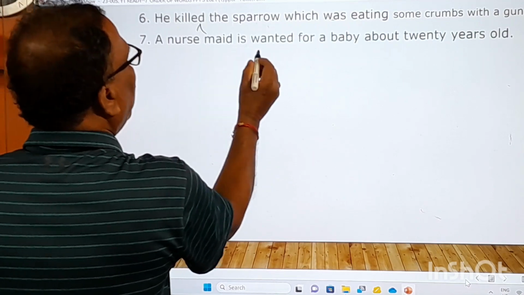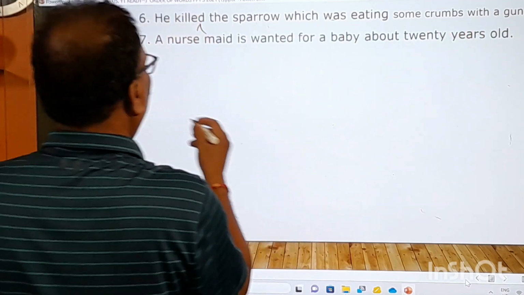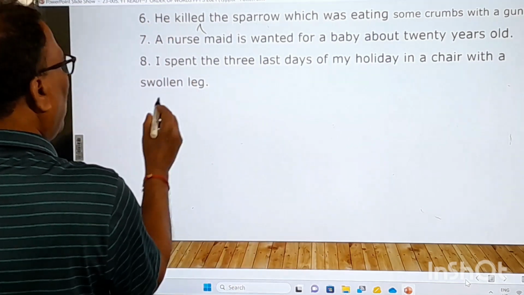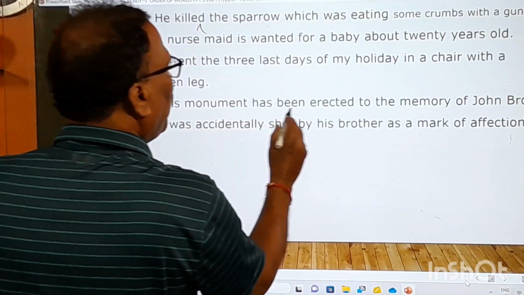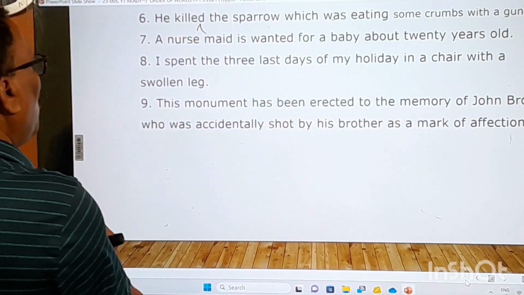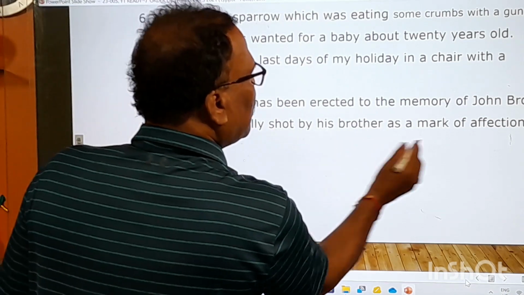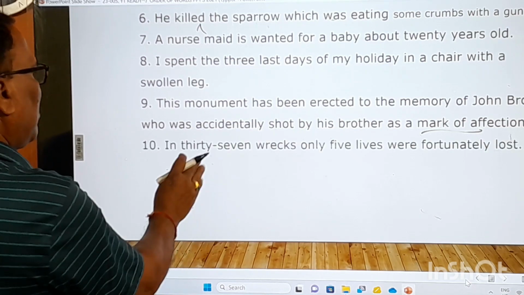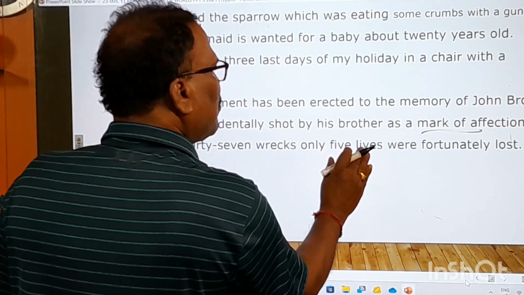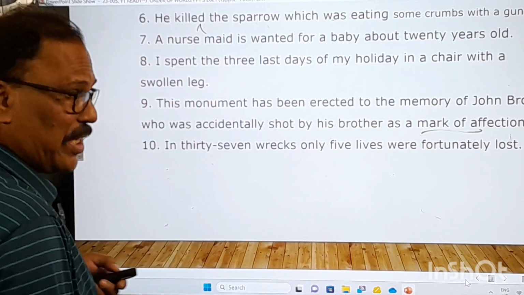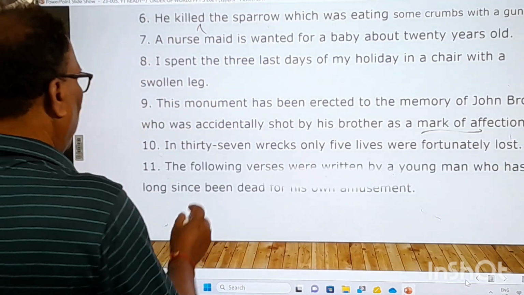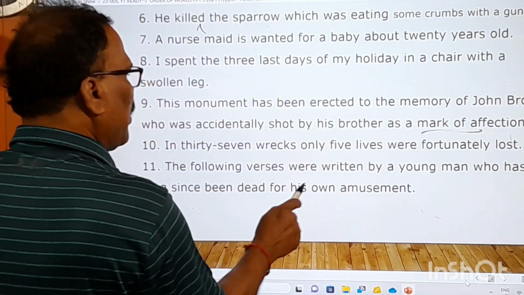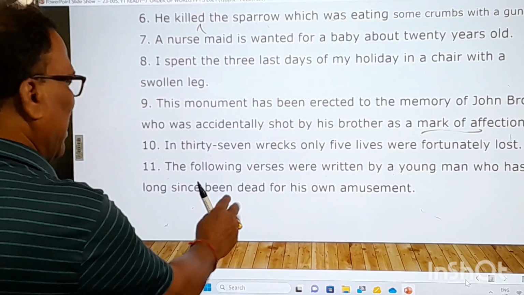Immediately we say, a nursemaid is wanted for a baby about 20 years old. I spent the 3 last days of my holiday in a chair with a swollen leg. This monument has been erected to the memory of John Brown, who was accidentally shot by his brother as a mark of affection. See where the words are supposed to be. In 37 wrecks, only 5 lives were fortunately lost. Fortunately lost. The following verses were written by a young man who has long since been dead for his own amusement. He has been dead for his own amusement.